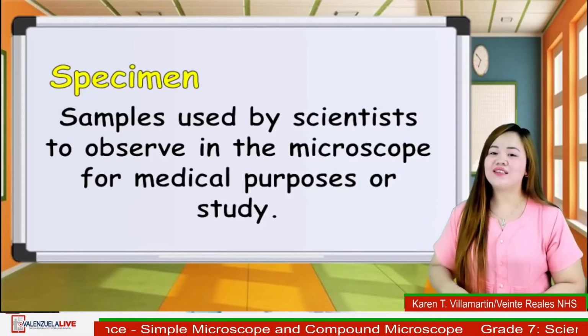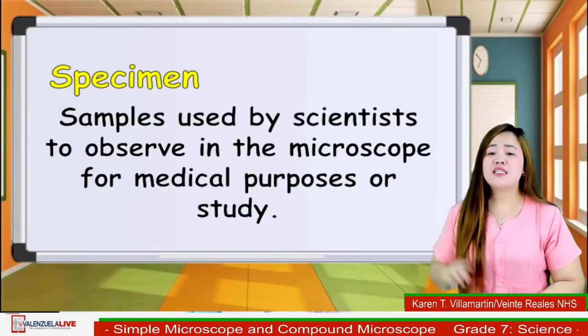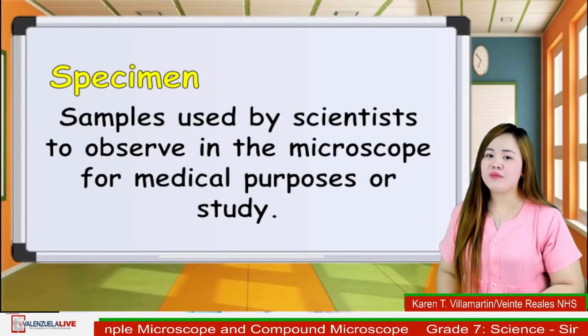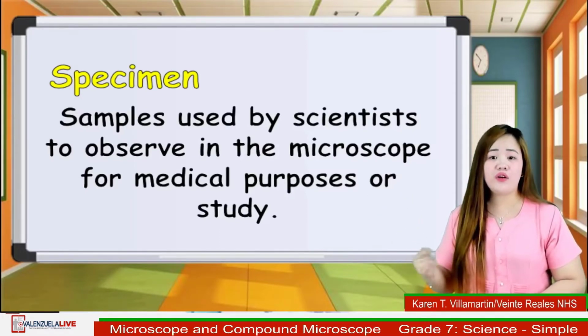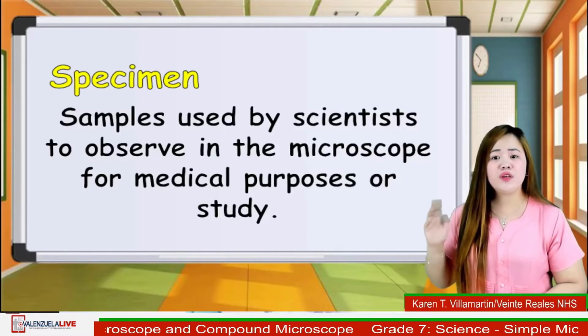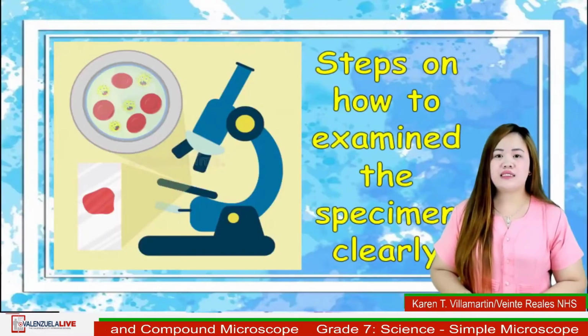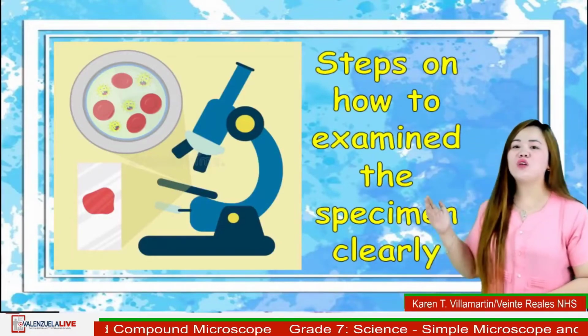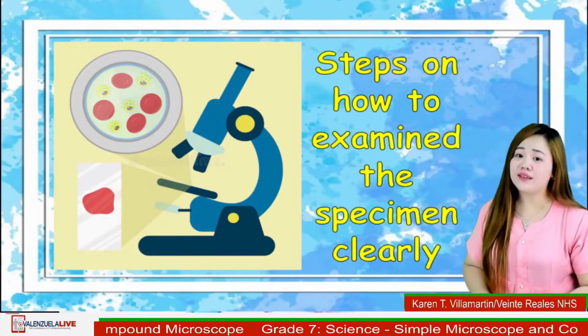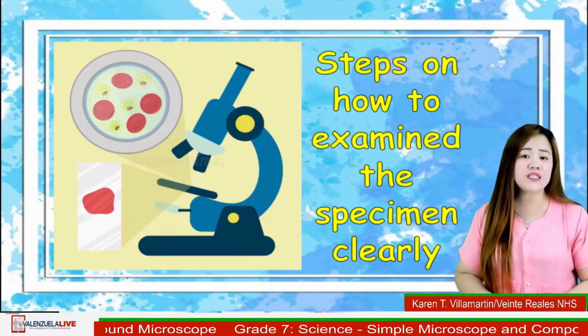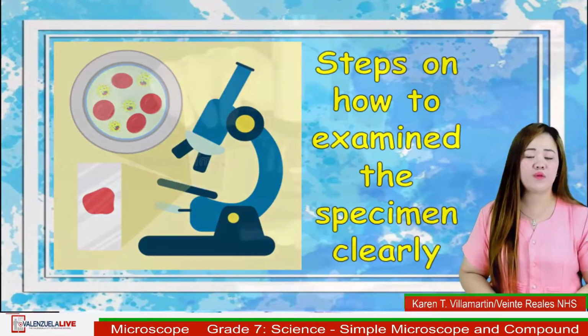You are right! Specimen. Some examples of specimen are tissue, blood, or urine. Those are used for analysis and diagnosis. Now, let us find out what are the techniques in collecting and observing the specimen using microscope.